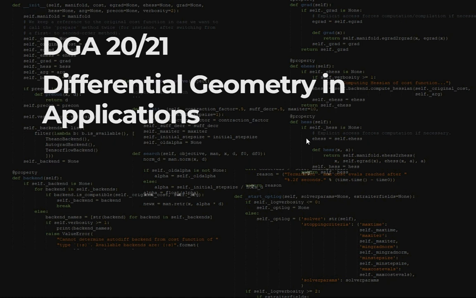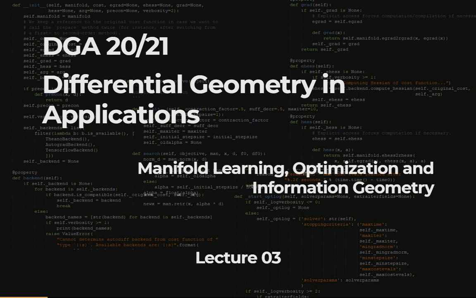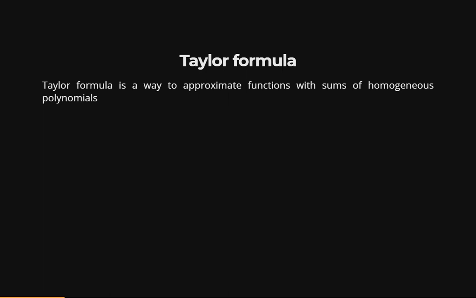Now, today, you can see from the background, we are talking about algorithms. And so, lecture 3. Let's start from the Taylor formula. The Taylor formula in Rn is a way to approximate a function with sums of homogeneous polynomials.